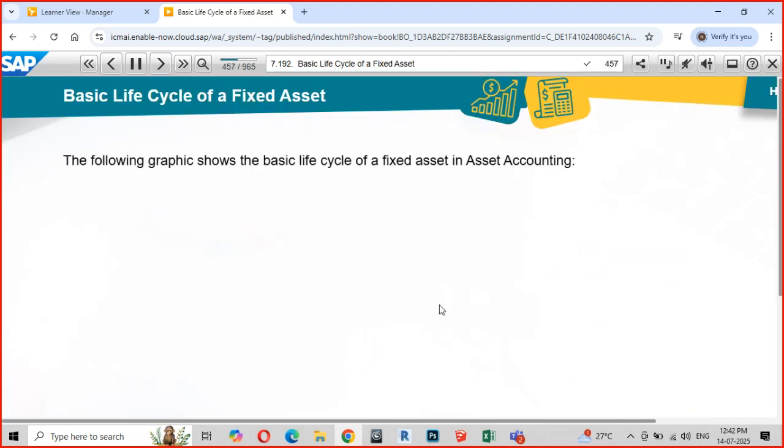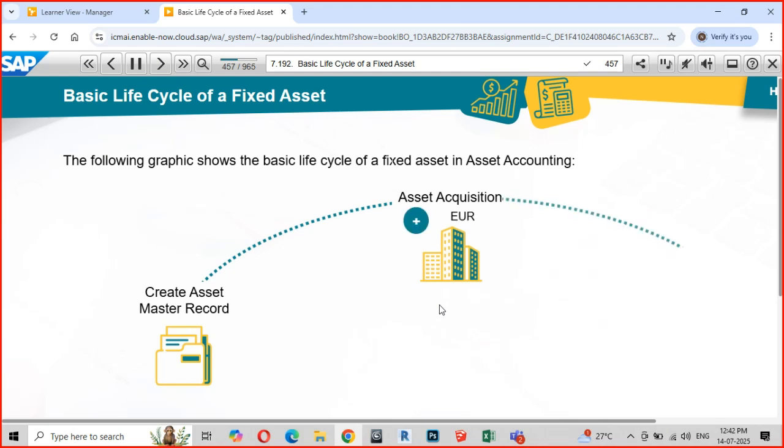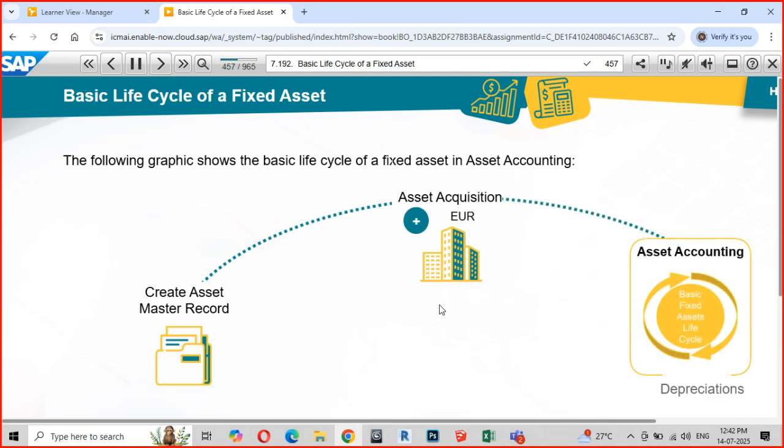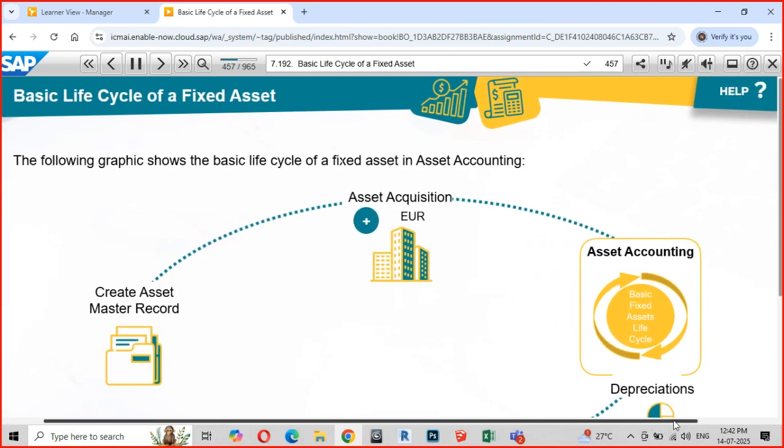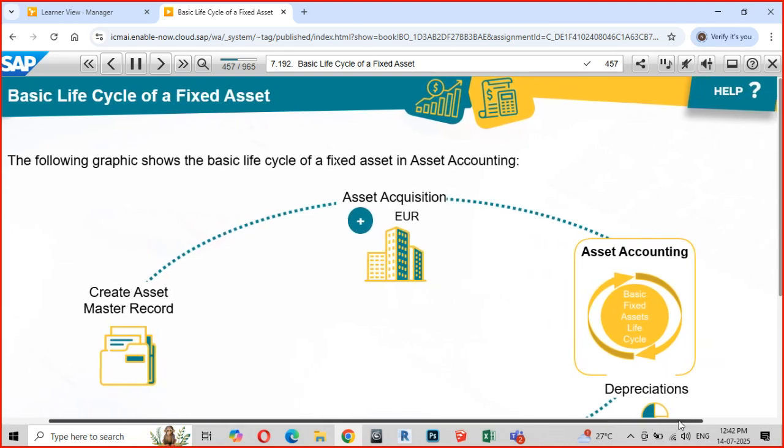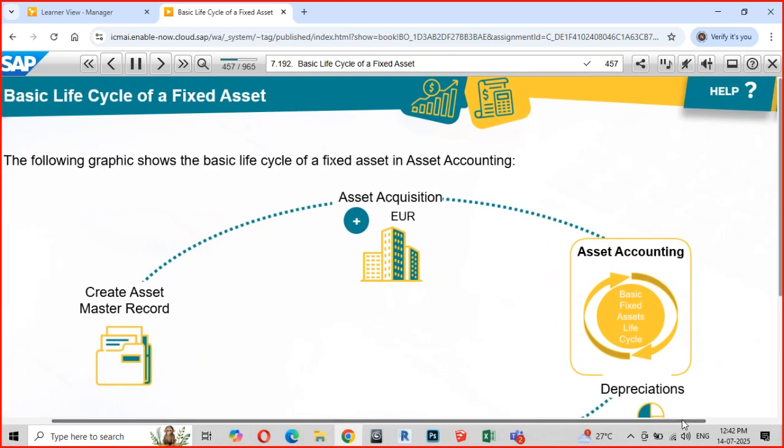So, the basic life cycle of an asset. How does asset accounting start in SAP? How did your financial accounting start? It started with you creating a company code. I'm talking about the consultant's role, right? After that, what did you do? Coming from the finance background, what is the first master data you created?